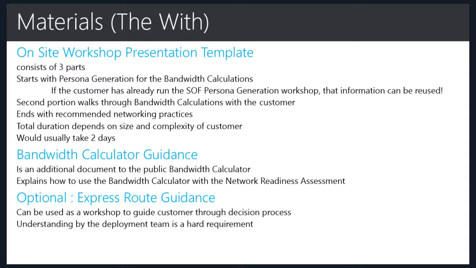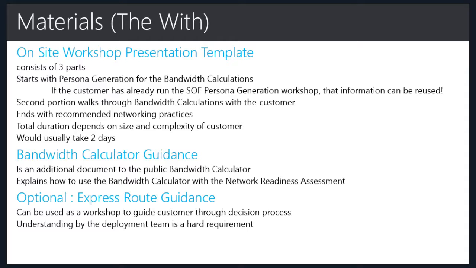And if they've already run the SOF persona generation workshop, that information can be reused and should be inputted before running this workshop with the customer. So it's basically a persona validation instead of a generation. The second portion walks through the bandwidth calculations with the customer. So not only is the bandwidth calculator completed, the customer now knows how to do it. And it ends with recommended networking practices.